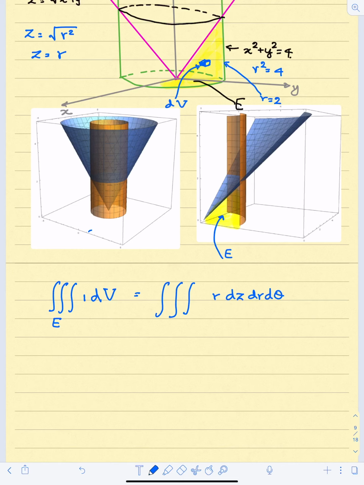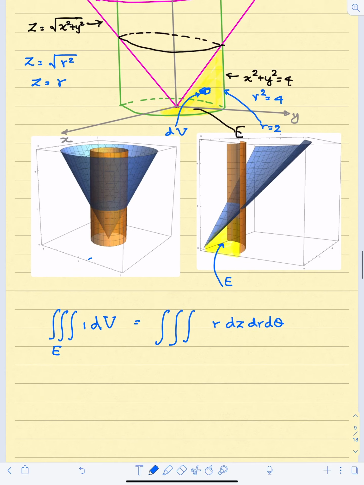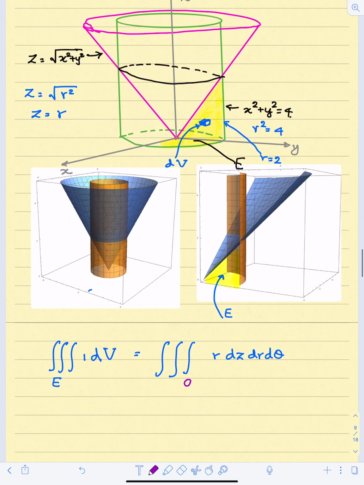Now let's find the 6 limits. The inner integral corresponds to the z variable. The lower limit of z is given by the xy plane. So on the xy plane, the z value equals 0. The upper limit of z is given by this cone. In general, the upper limit of z is given by the surface of the cone. The equation of the cone is z equals r. Therefore, the upper limit should be r.